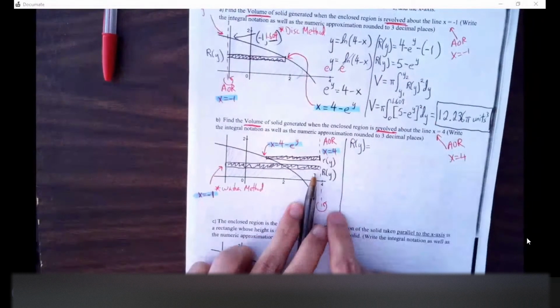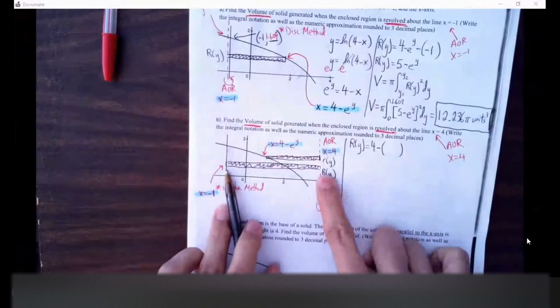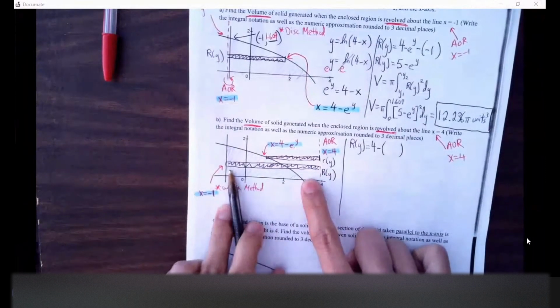All right, right minus left. The right endpoint is sitting at the 4, minus, in parentheses, the left endpoint, which is sitting at the -1. 4 minus -1, that's just 5.